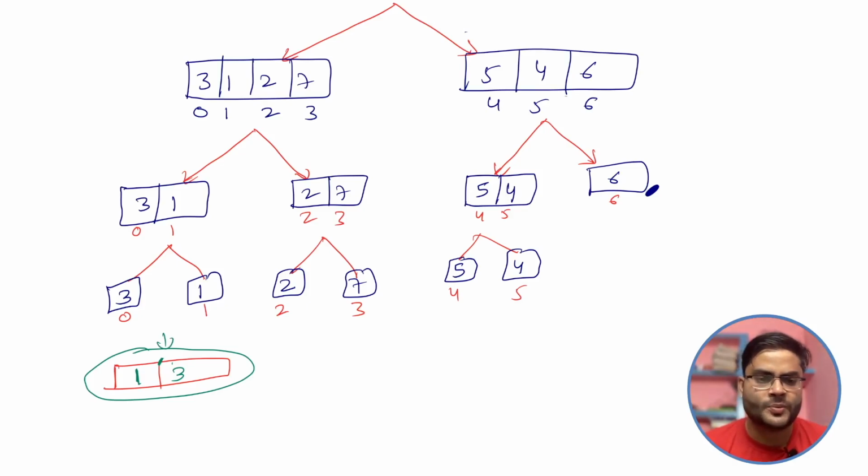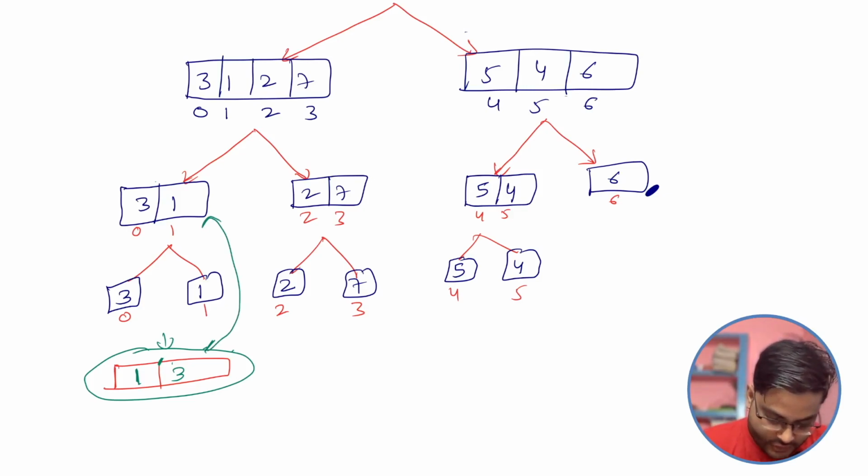We solved our small problem. Okay. So after sorting, what will I do? I will move these elements to my original array. Okay. So I will sort it here. It will be 1 and 3. Okay. So 1, 3 we have solved. Now let's solve the 2, 7 problem.